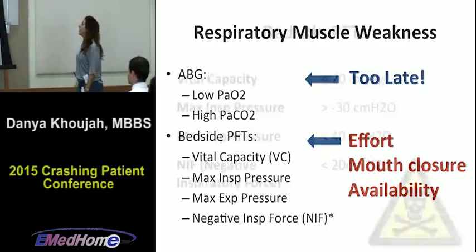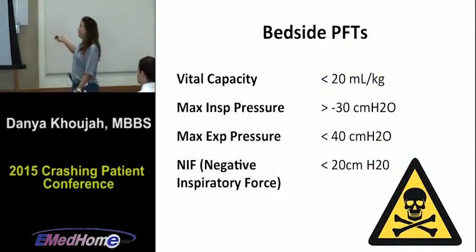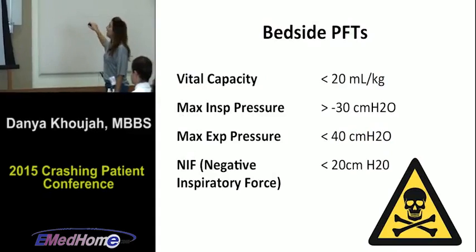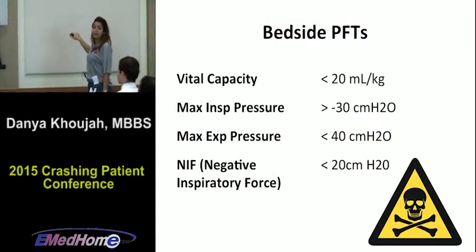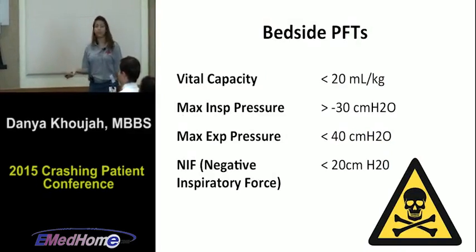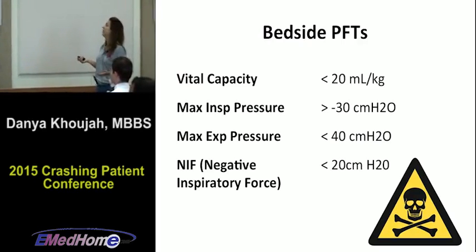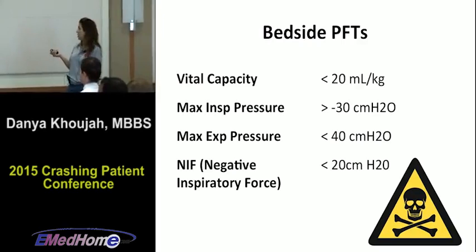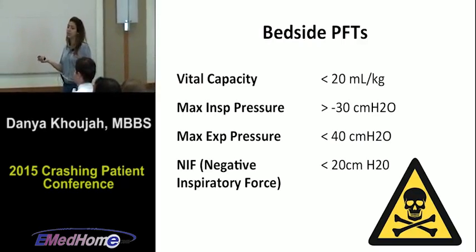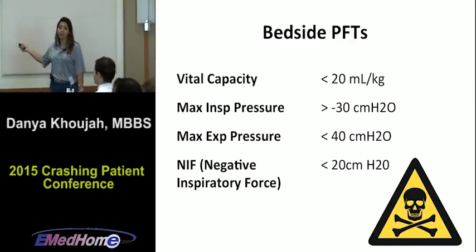So what are you going to do? Before that, since we already mentioned that, if you're already getting pulmonary function tests, these are the numbers you're looking for. If you have any of these numbers, then your patient needs to be intubated. If the vital capacity is less than 20 cc's per kilo, if the maximum inspiratory pressure is more than -30, or the expiratory pressure is less than 40, or the NIF is less than 20, this patient needs to be intubated.